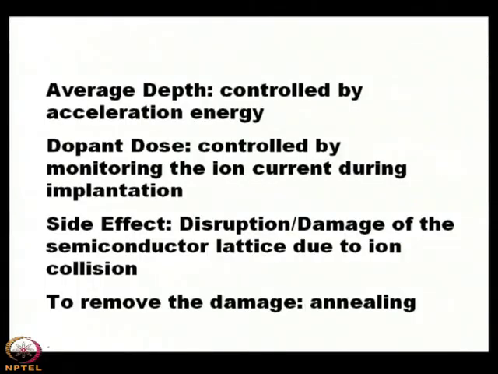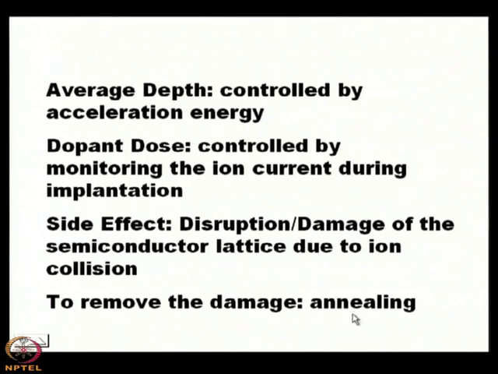Amorphous material is also used, I shall show you, in some particular applications, in say solar cells, in Xerox machines. Those materials are also useful, but not for electronic device application. So, you see that the side effect is disruption or damage of the semiconductor lattice due to ion collision. And to remove the damage, annealing is done.